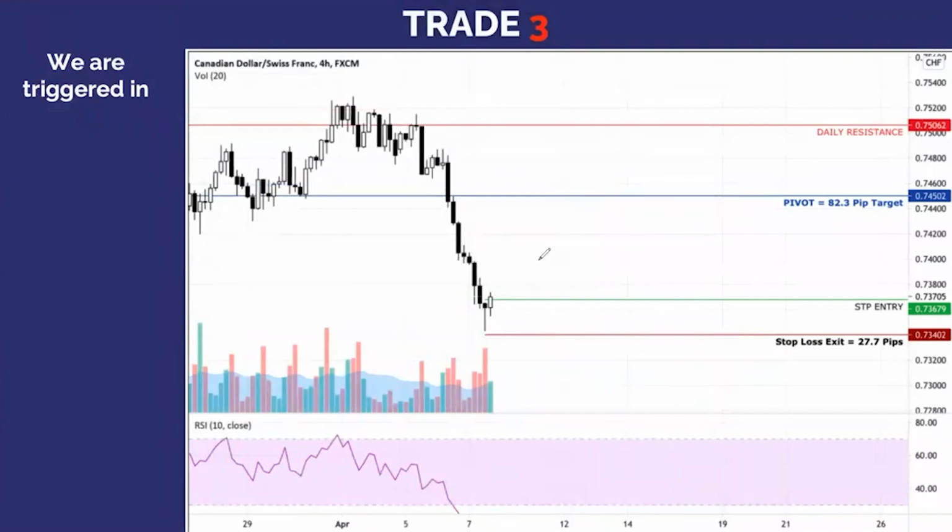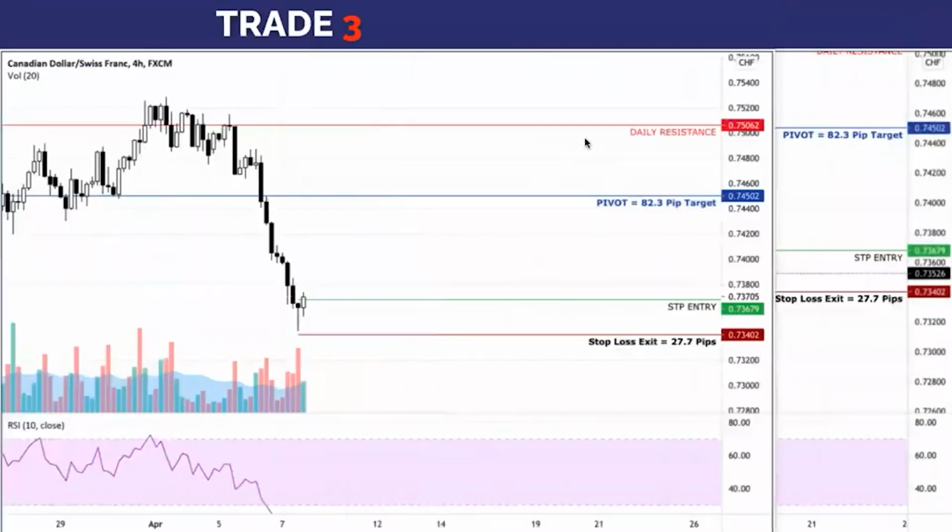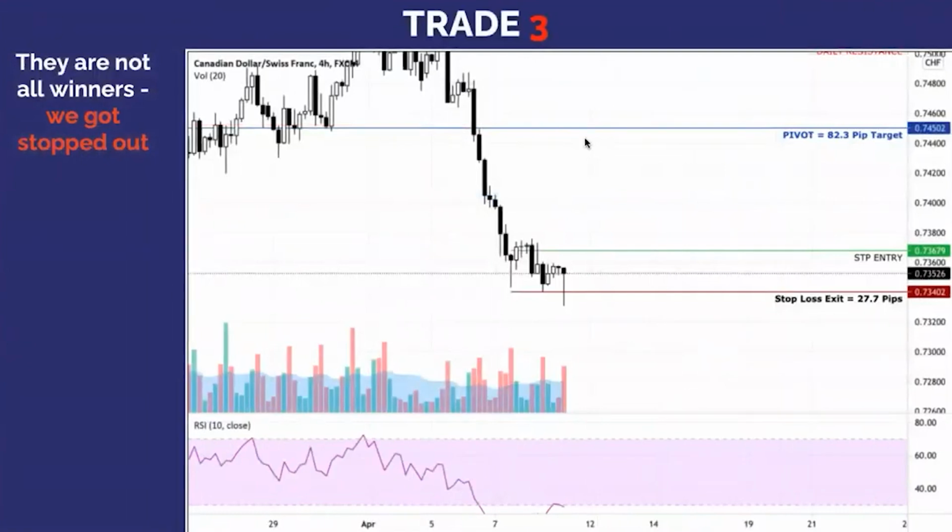Perfect. Nice candle comes in. Bullish candle triggers us in. Bullish volume is now coming in. So, yep, is that the end of the trend? Feeling confident at this stage. Boom. This happens.